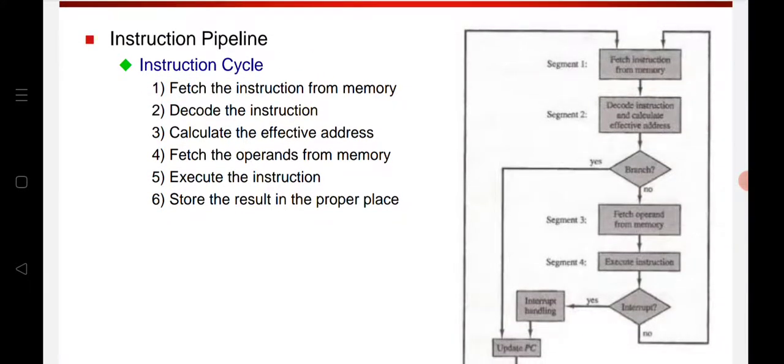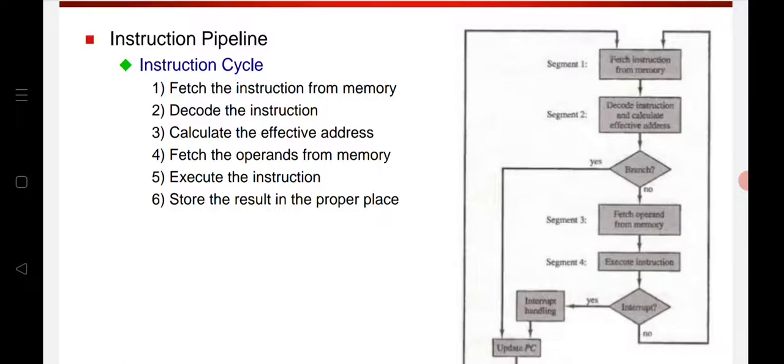Instruction pipeline is nothing but your instruction. Based upon my instruction cycle execution, we are having an instruction pipeline. So in the instruction cycle, what are the different steps we are going to have? First is the fetch cycle, which is fetching the instruction from the memory. Second is decoding the instruction.